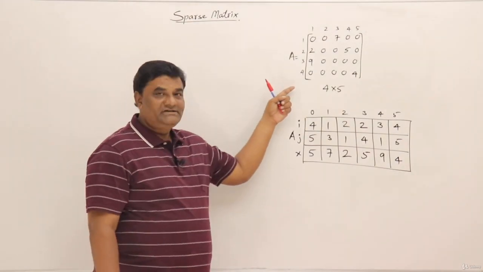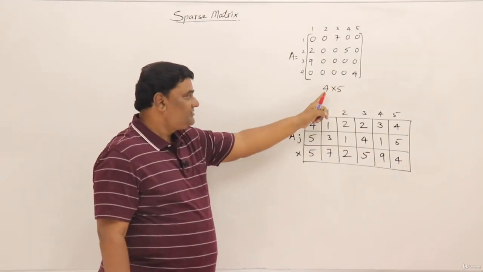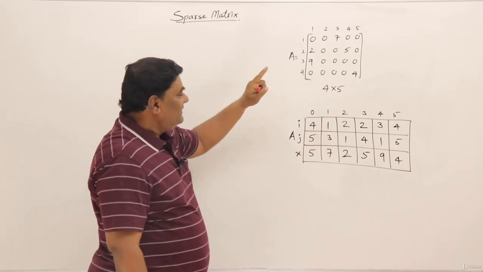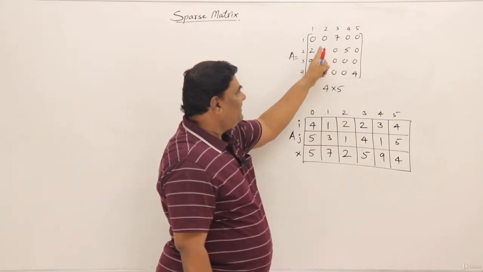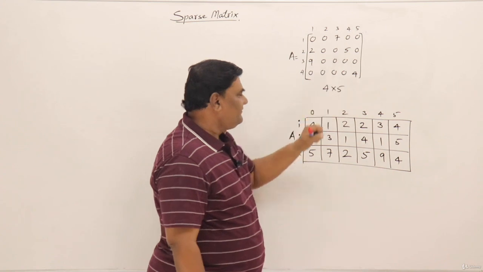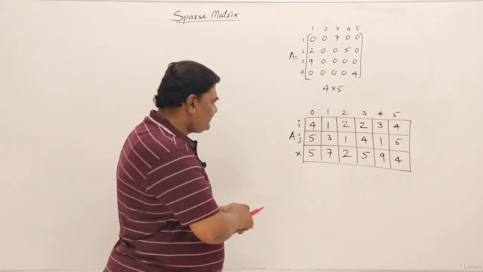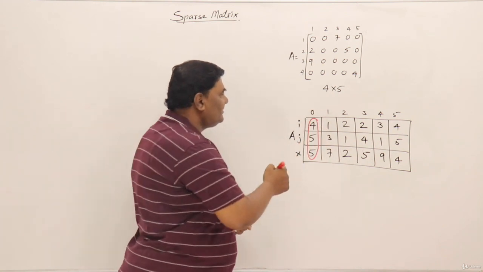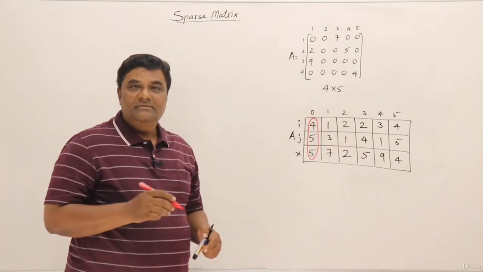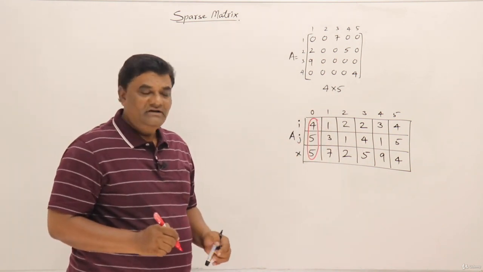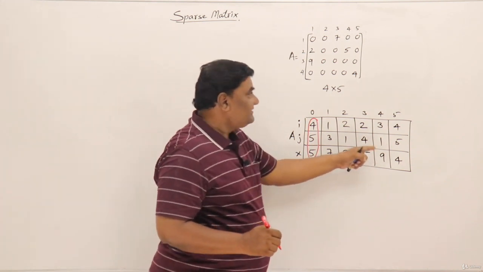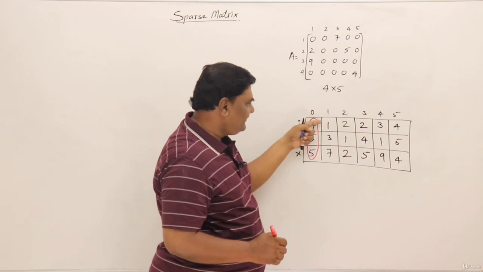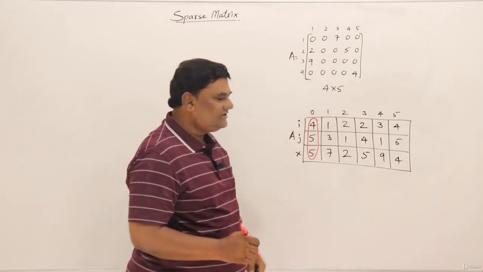In this example sparse matrix, this is of dimension 4 cross 5, that is 4 rows and 5 columns. There are 5 non-zero elements, 1, 2, 3, 4, 5. So this first tuple is about dimension and number of non-zero elements. Then these are all non-zero elements, like the first element is at first row and third column and the element is 7. So first row, third column and the element is 7.